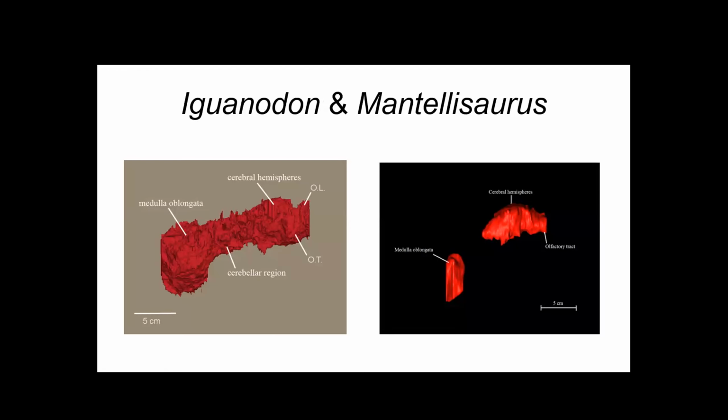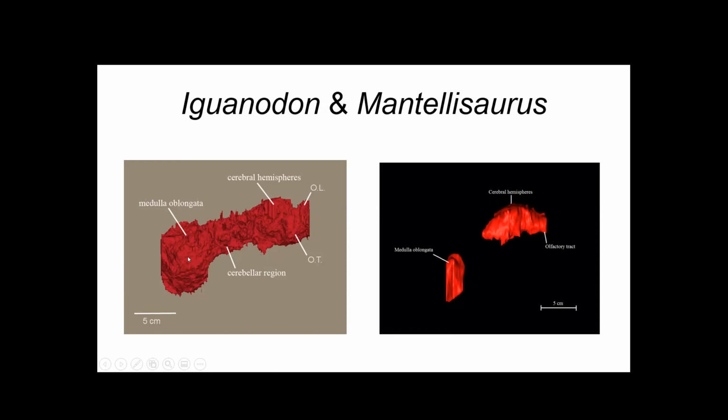So I will now proceed to show you a few examples of the brain of ornithopod dinosaurs. First, two Iguanodons. On the left, Iguanodon bernissartensis, as you can see, has a rather straight endocast, rather large cerebral hemispheres, and rather large olfactory tracts. I was not able to reconstruct the olfactory bulbs.